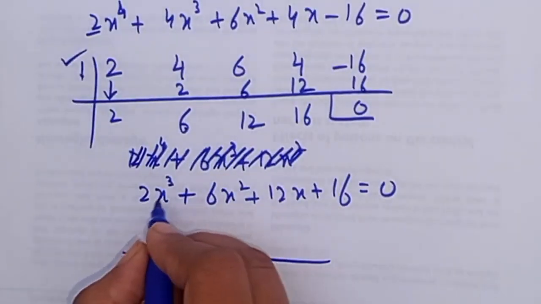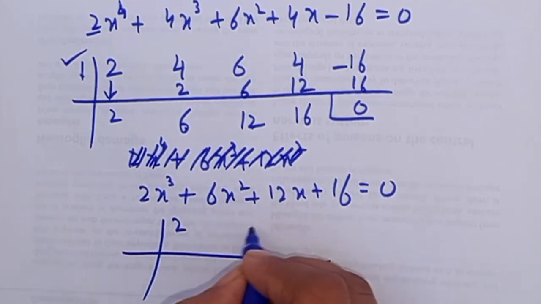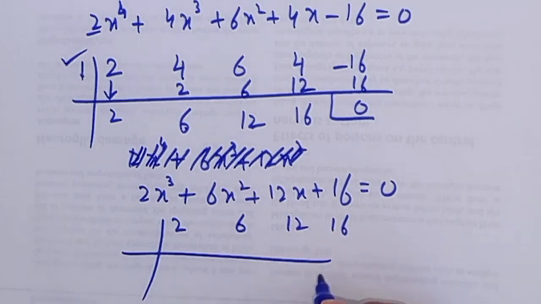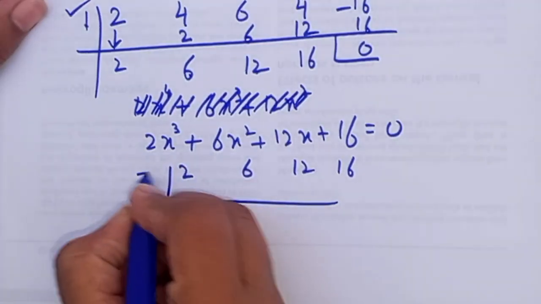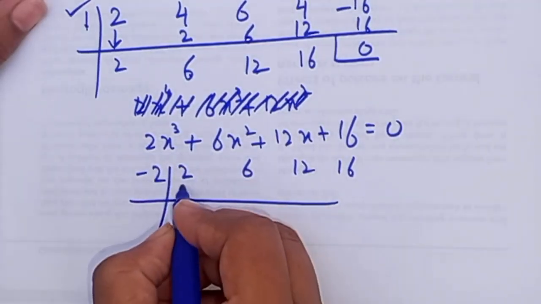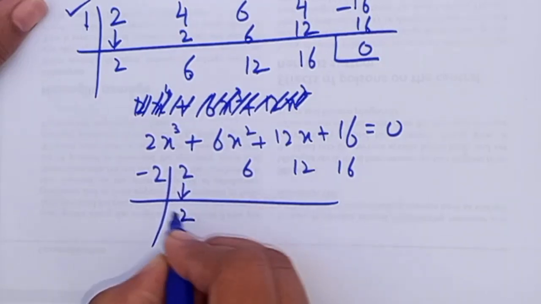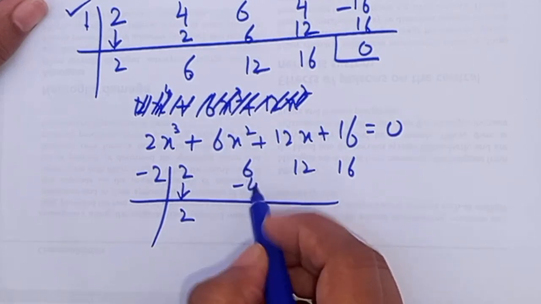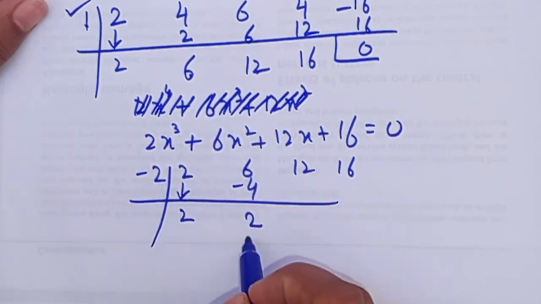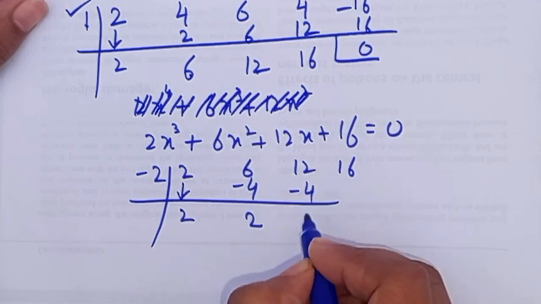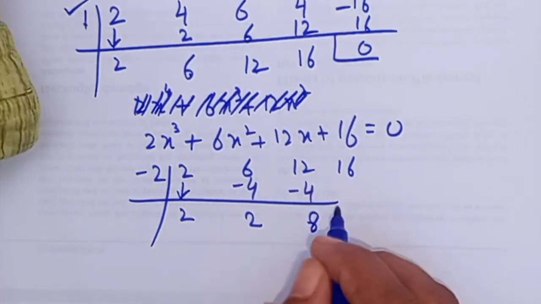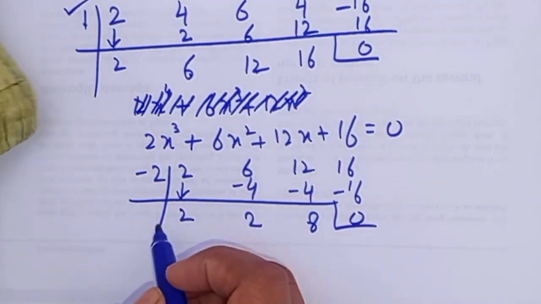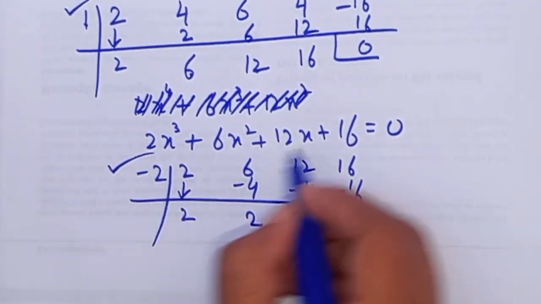So the coefficient of x cube is 2, the coefficient of x square is 6, the coefficient of x is 12, and the constant is 16. So here we select a factor minus 2. Now this value we write as it is, multiply minus 2 by 2, we get minus 4, and 6 minus 4 is 2, multiply this 2 by minus 2, we get minus 4. 12 minus 4 is 8, multiply this 8 by minus 2, we get minus 16. So the remainder is 0. So this implies minus 2 is a factor of this equation.